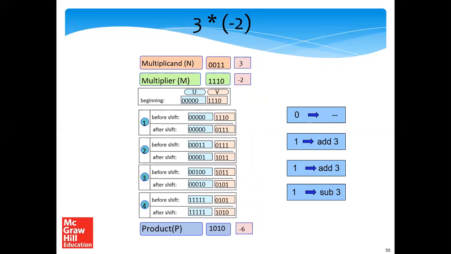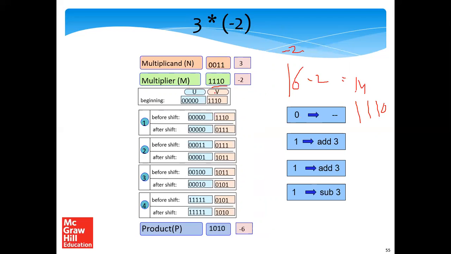Let's suppose the multiplicand is 0011, and the multiplier is -2. So -2 we first represent in 2's complement. So -2 means 16 minus 2, 16 minus 2 is 14. 14 is 8 plus 4 is 12, 12 plus 2 is 14. So this is 1110.